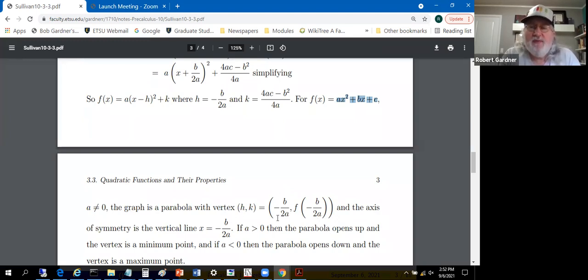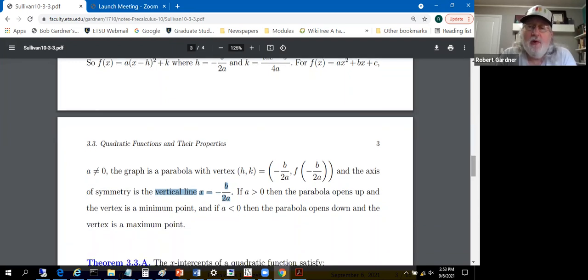So the vertex is given by this as the claim, and the axis of symmetry is the vertical line x equals negative b over 2a. Yeah, that'd be the vertical line that passes through the vertex. Vertical lines are of the form x equals a constant, and the constant would be the x coordinate of the point that represents the vertex.